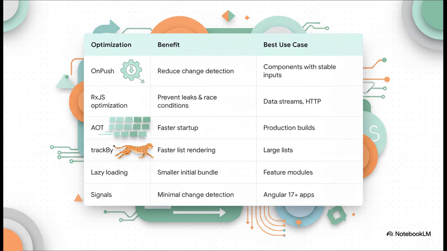So, to wrap everything up, here is the ultimate cheat sheet. We've got OnPush to slash change detection, TrackBy to make our list super fast, lazy loading to shrink that initial bundle, and of course, the new hotness like signals for hyper-targeted updates. Seriously, keep this handy. It's your guide to making any Angular app absolutely fly.